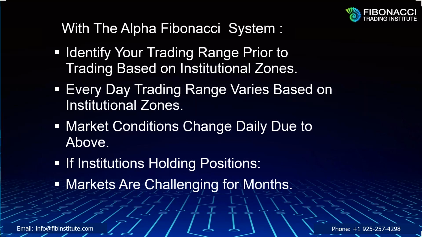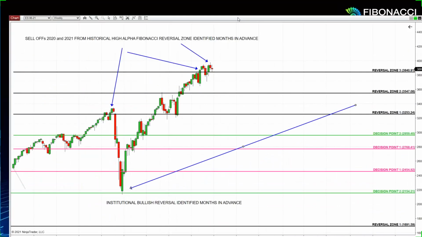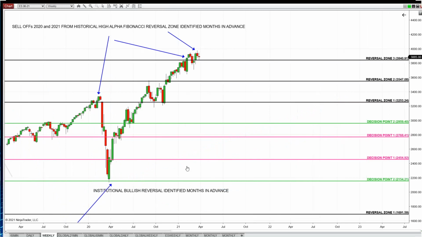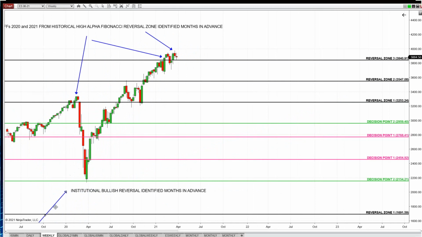But this is a world of difference. This chart on S&P, traders, the biggest vertical rally that I was teaching in the class right prior to the webinar, Alpha Fibonacci system identified many months ahead. It's a world of difference. Trading this, when institutions taking positions, versus trading this, when institutions holding positions. This is what your success starts with, when you understand the difference.